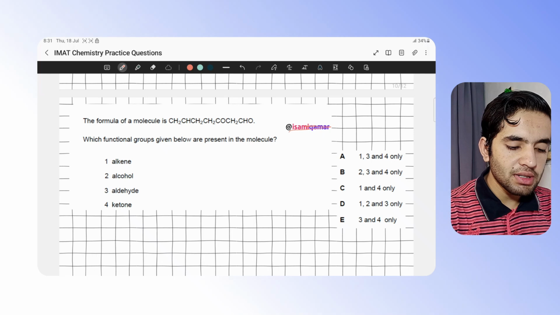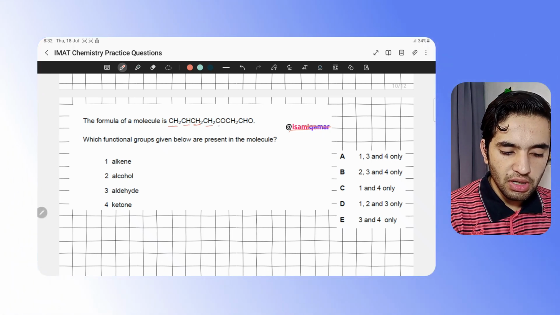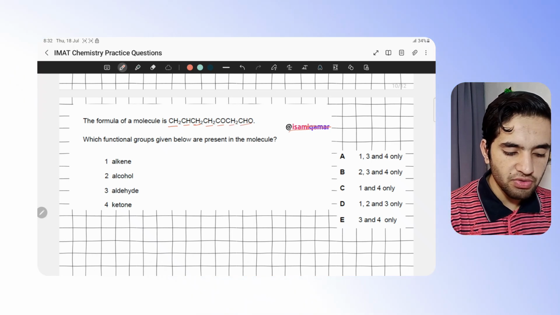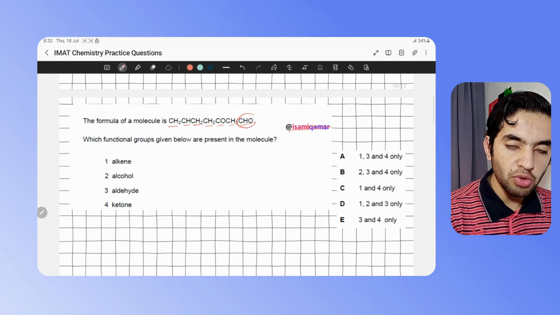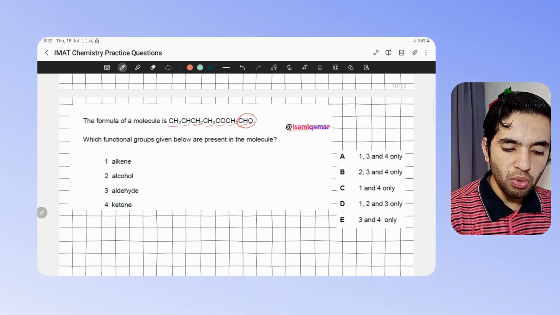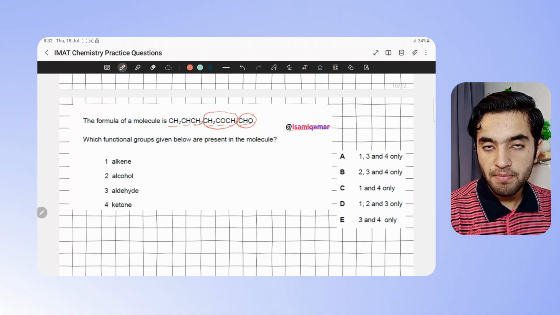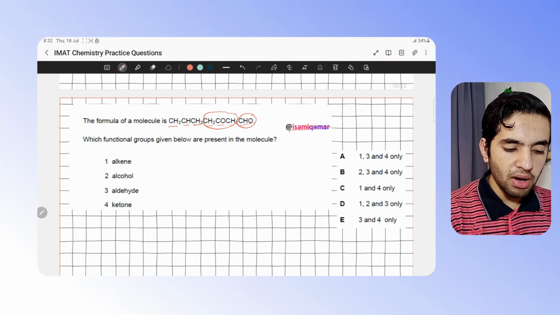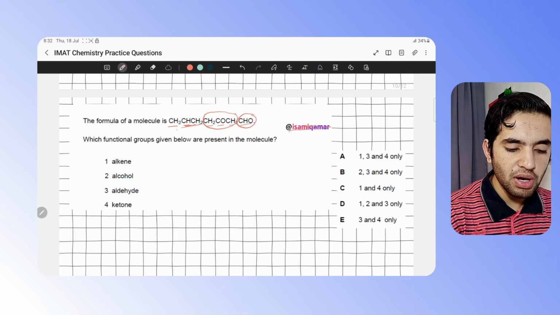But here let's study it. CH2=CH-CH2-CH2-CO-CH2-CHO. First of all, if you can draw it, CHO is going to be the aldehyde. If you don't know, then CH2 with a C double bond O, and there will be CH2, it will be a ketone. Okay, and now here this C is forming a double bond with CH2 and one bond with H and one bond with CH2, so it will be an alkene.